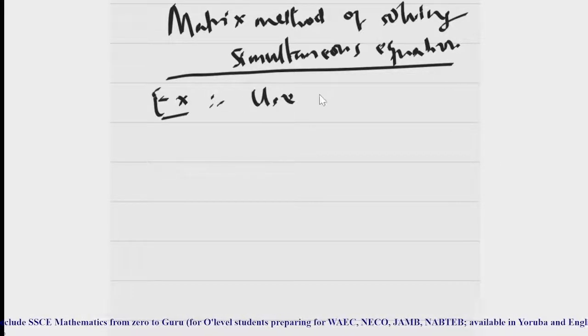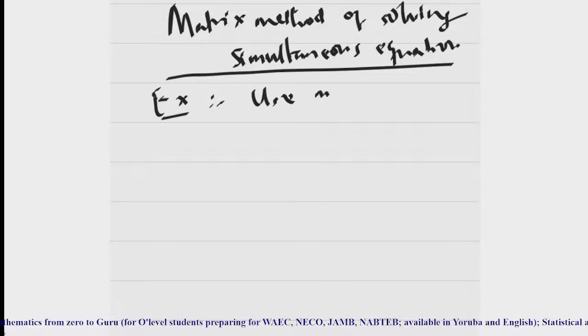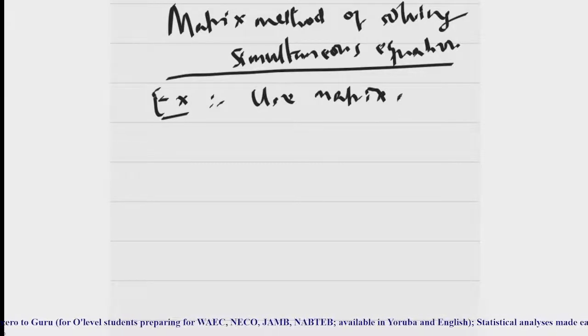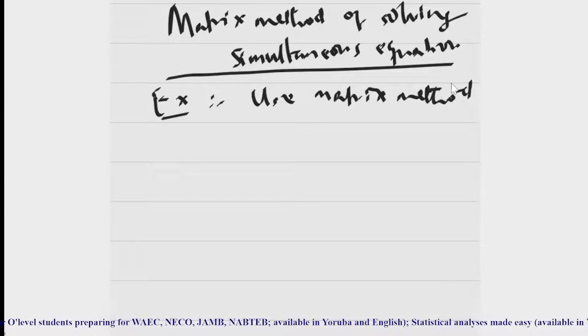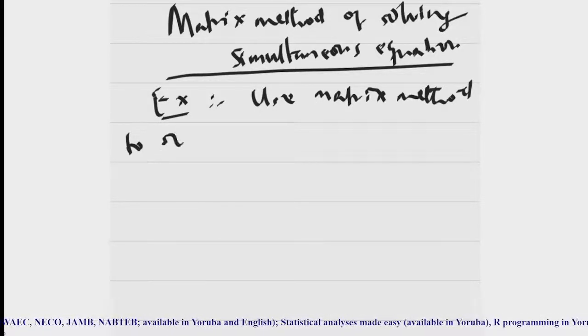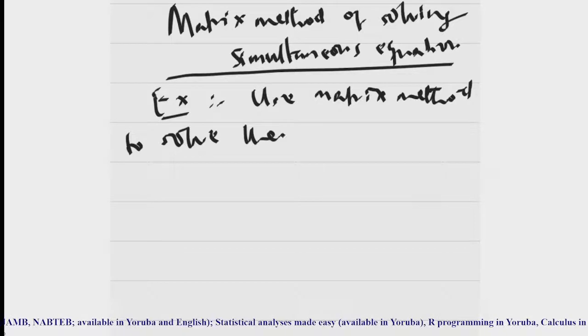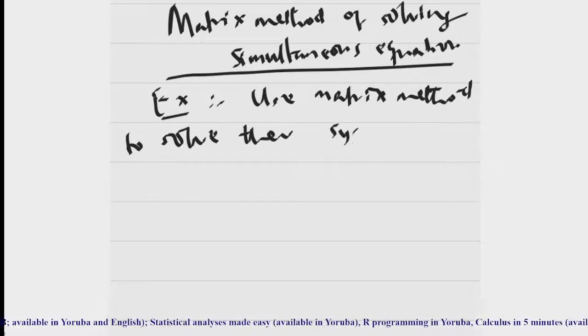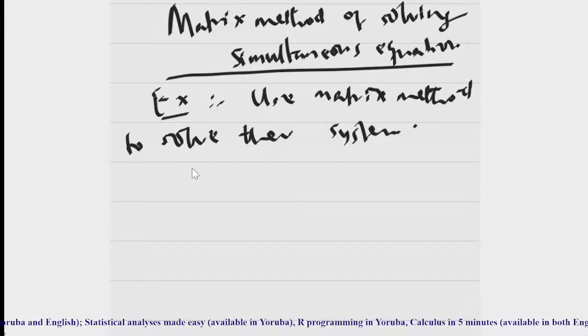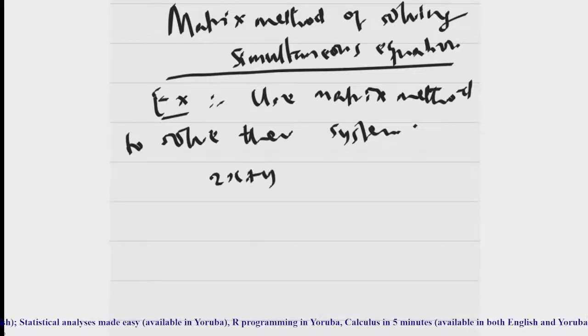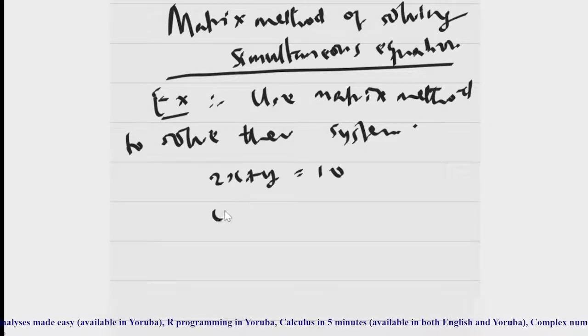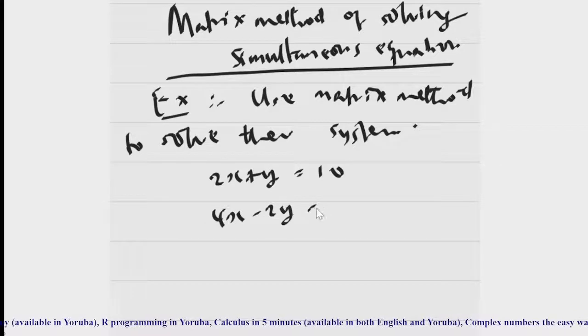Example: use matrix method to solve the system 2x plus y is equal to 10, 4x minus 2y is equal to 4.